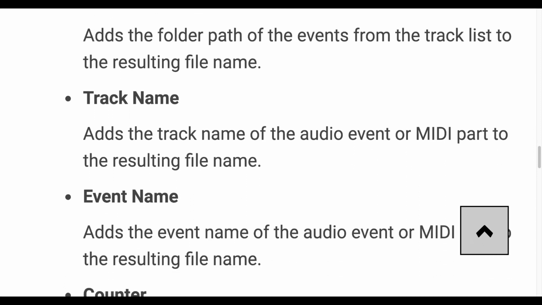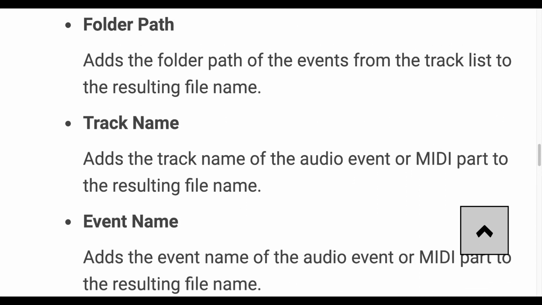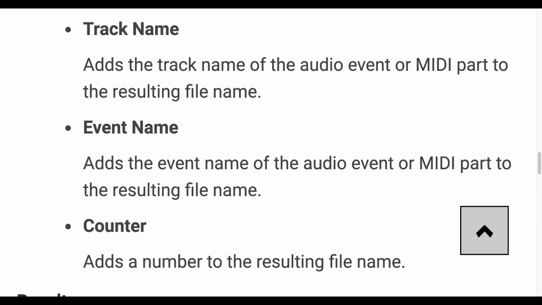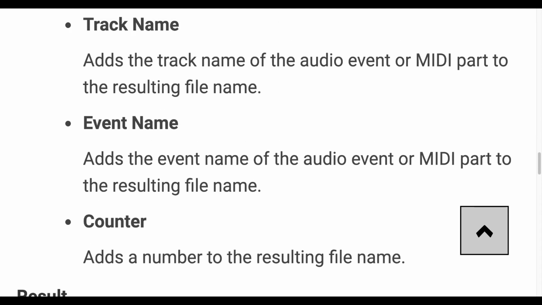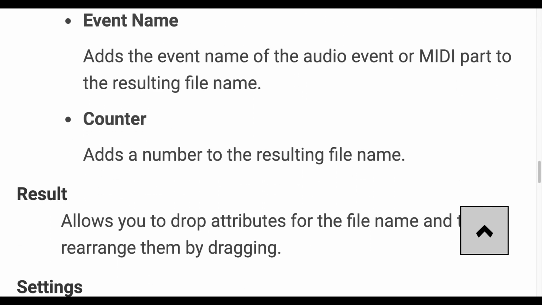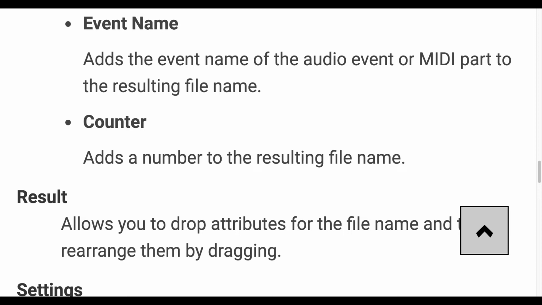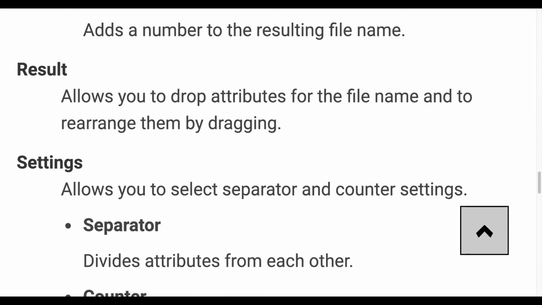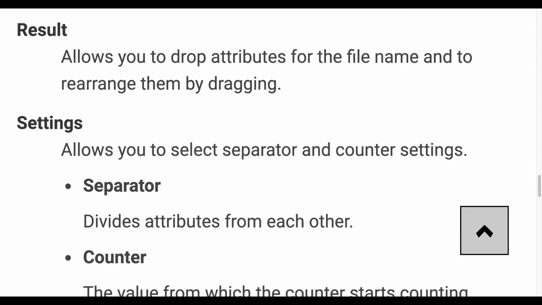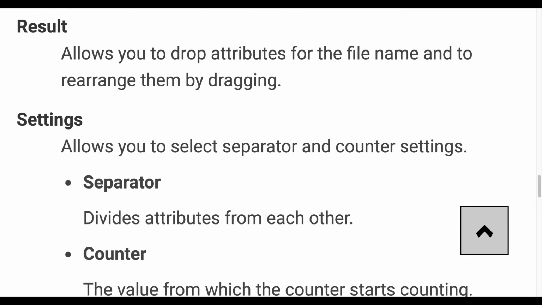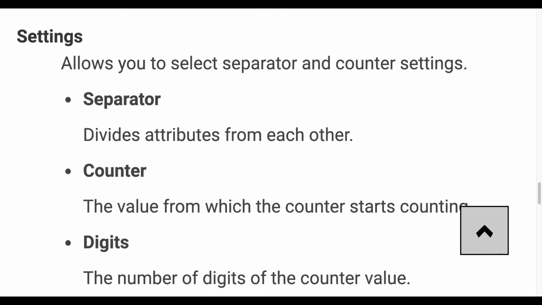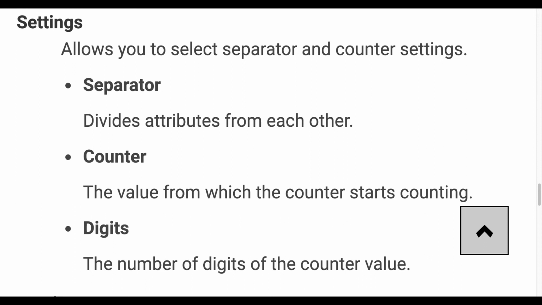Folder path. Adds the folder path of the events from the track list to the resulting file name. Track name. Adds the track name of the audio event or MIDI part to the resulting file name. Event name. Adds the event name of the audio event or MIDI part to the resulting file name. Counter. Adds a number to the resulting file name. Result. Allows you to drop attributes for the file name and to rearrange them by dragging. Settings. Allows you to select separator and counter settings.